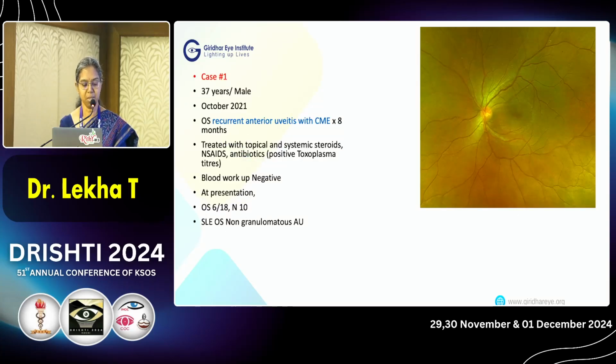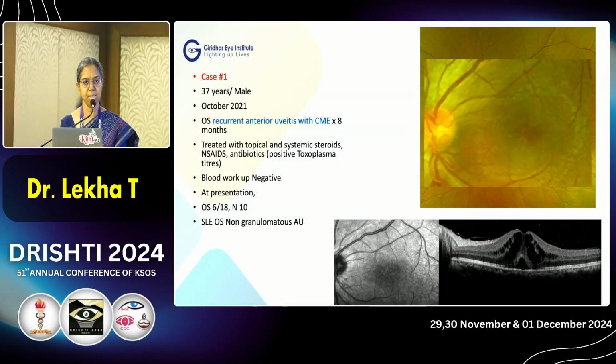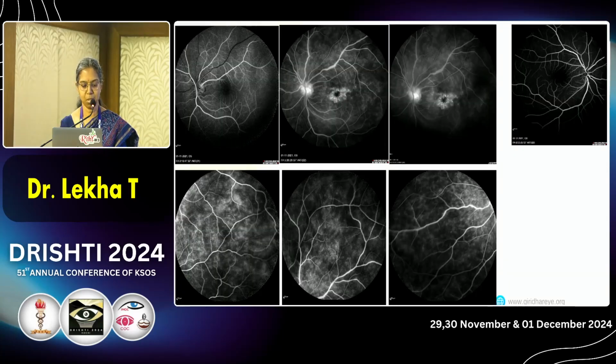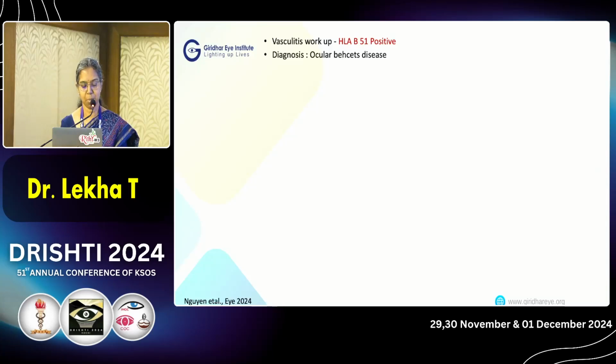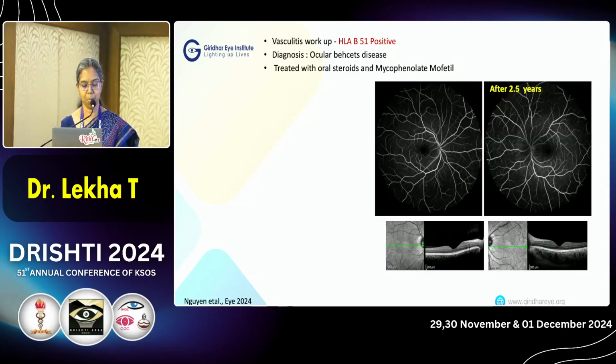This is a 37-year-old healthy male on treatment for recurrent anterior uveitis with cystoid macular edema in the left eye for many months. His workup was negative. When he came to us, he also had non-granulomatous anterior uveitis and significant cystoid macular edema. Because of the multiple recurrences, we thought we'd do imaging, and digital fluorescein angiography revealed not only the hot disc and perifoveal leaks, but also diffuse capillaritis in all the quadrants. Subsequent workup showed that he was HLA-B51 positive, and he could be stabilized with appropriate immunosuppressive therapy, and he remained stable over time.